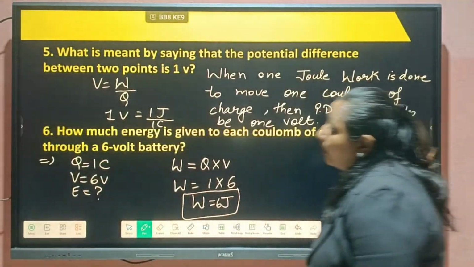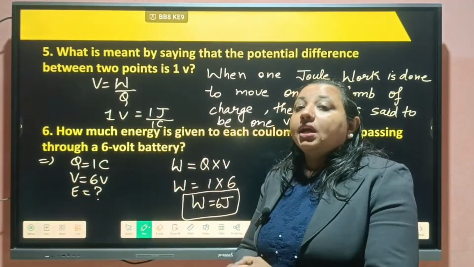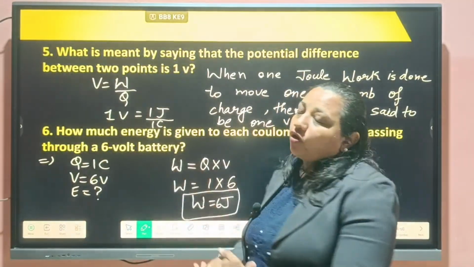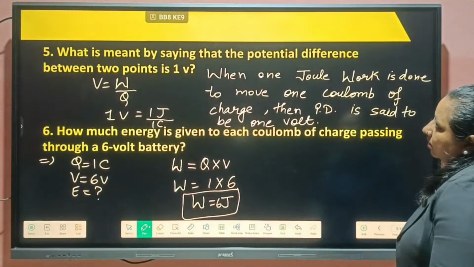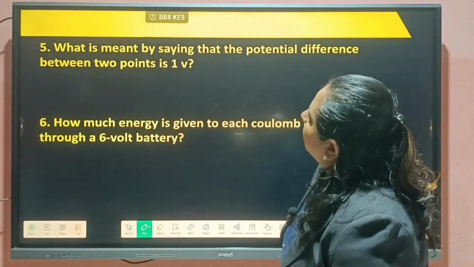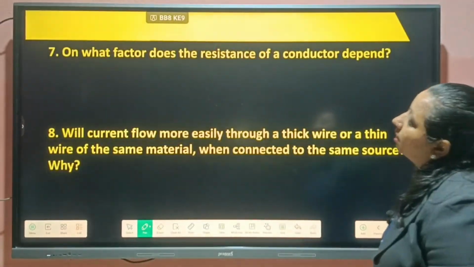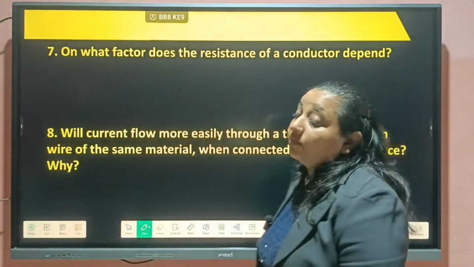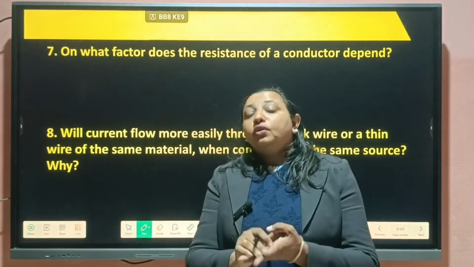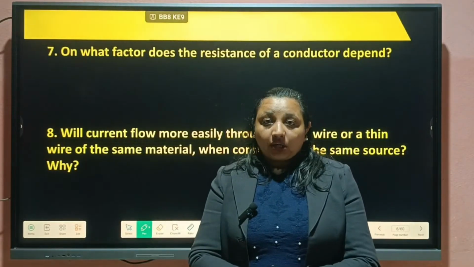Because what is energy? Ability to do work. So energy is in the form of work done. Work done is stored in the form of energy. Next we have, we have done these questions, 2 questions we have already done. Next we have, on what factors does the resistance of a conductor depend? Very important question. First of all, we should know what is resistance, which we already discussed during the explanation of the chapter.